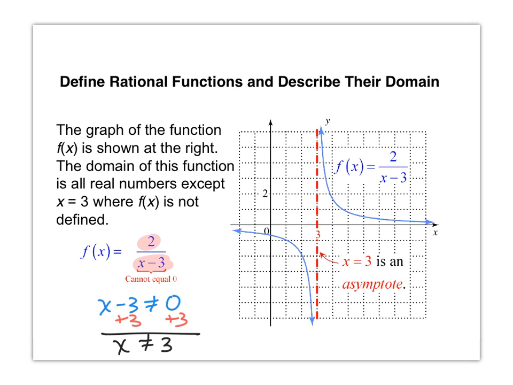And the corresponding graph will indicate that break in the domain at positive 3. The function does not exist where x is equal to 3. And the behavior of the graph as you get close to x equals 3 is asymptotic. In other words, it's going to approach either positive or negative infinity as the x values get closer to 3.